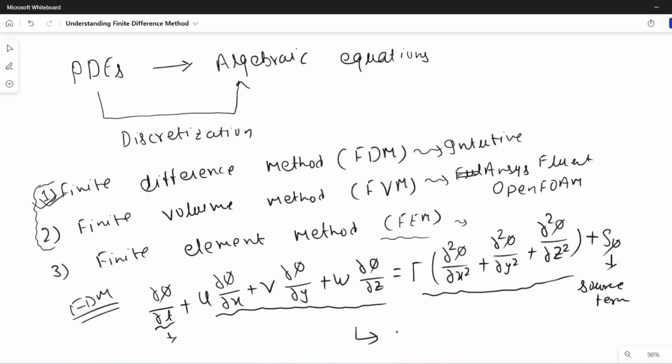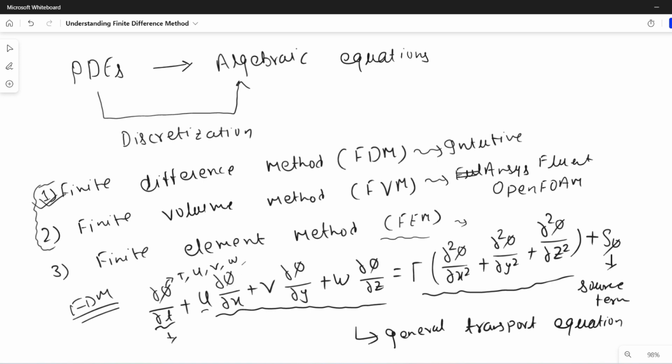This equation is nothing but the general transport equation. If we substitute T or temperature in place of φ, we will get the energy equation. If we substitute u in place of φ, we will be getting the x direction momentum equation. If we substitute v, we will be getting the y direction momentum equation. If we substitute w, we will be getting the z direction momentum equation, and so on and so forth.